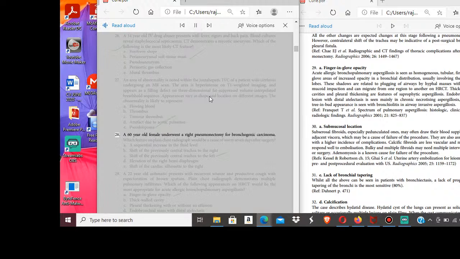28. A 60-year-old female underwent a right pneumonectomy for bronchogenic carcinoma. Which feature on plain chest radiograph would be a cause of worry 7 days after surgery? A. A sequential increase in the fluid level. B. Shift of the previously central trachea to the right. C. Shift of the previously central trachea to the left. D. Elevation of the right hemidiaphragm. E. Shift of the cardiac silhouette to the right.